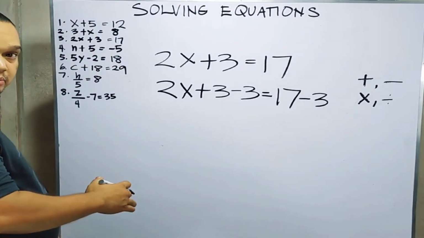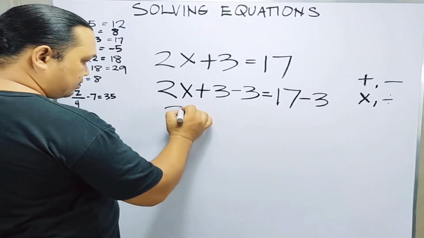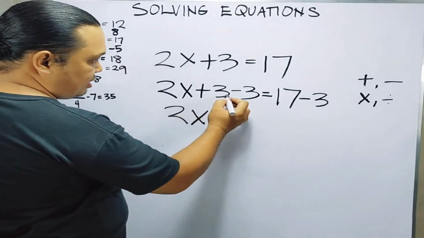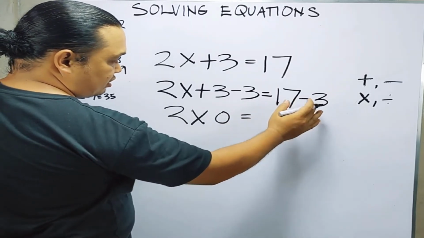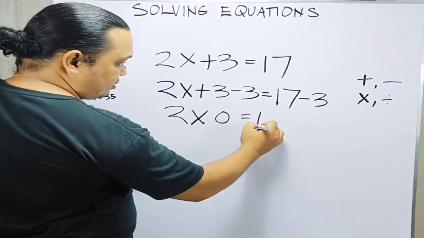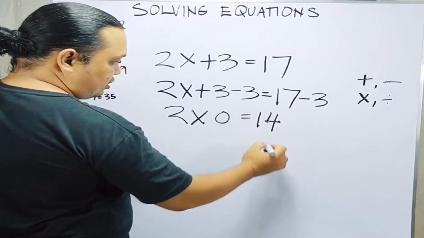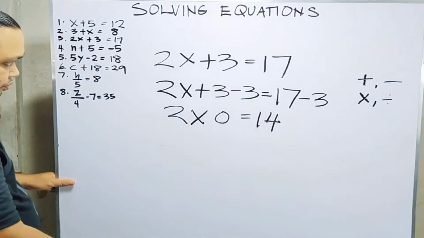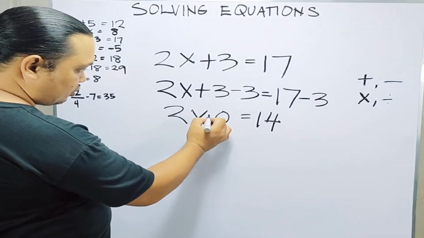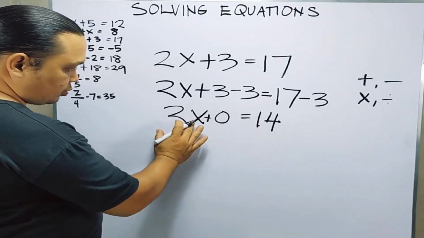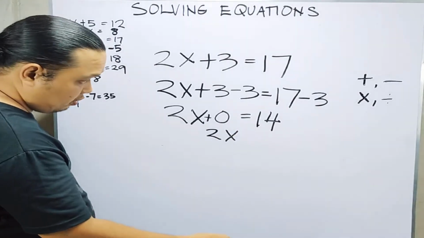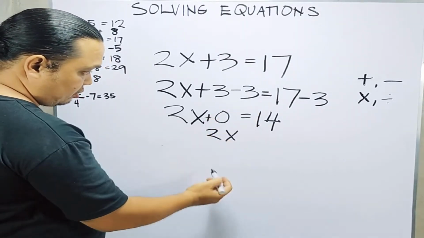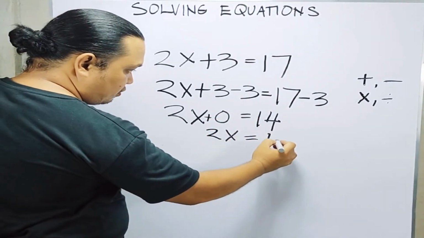Now let's simplify. Copy this, 2x. Now 3 minus 3 is 0, equals, now 17 minus 3 is 14. So we have 14 here. Now we have 2x plus 0, and 2x plus 0 is 2x. So we have already gotten rid of 3 here, and 2x equals 14.